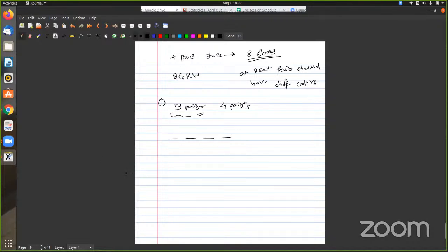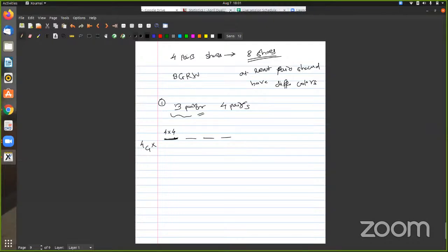That should be 4C1. And since only one color out of the four colors we can choose, 4C1. Okay, sir, I got it. Now it is 16. My doubt was about that 16, how 16 came. Now I am clear.